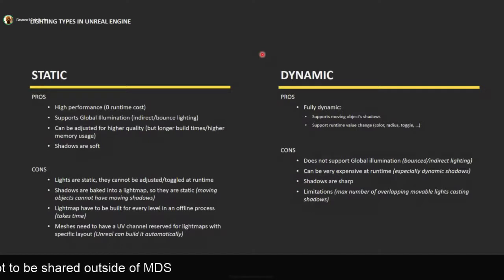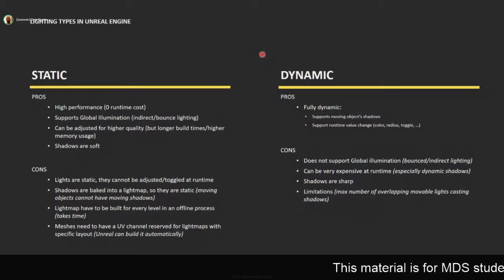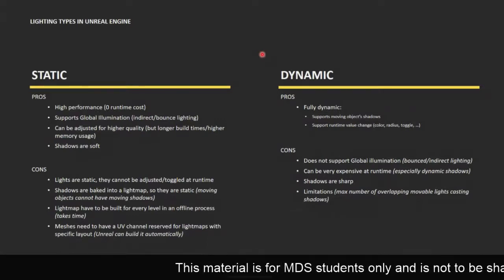Another con is that you have to build that light map, that texture I just talked about, for every level. It's automatic, Unreal can do it for you, but it's a process that you have to start for every level, and it kind of takes time.